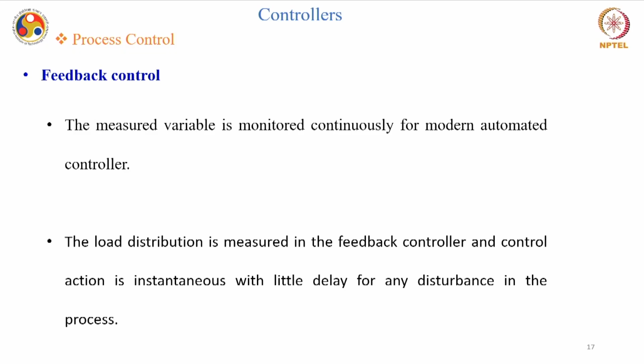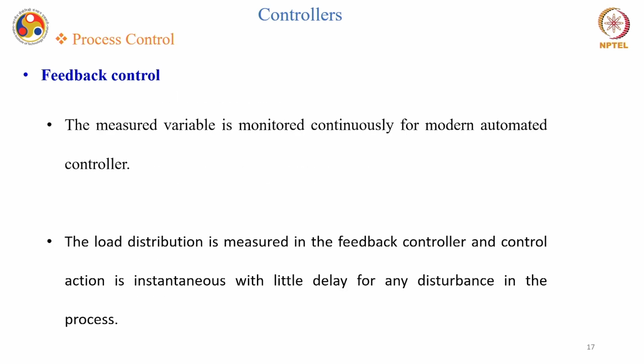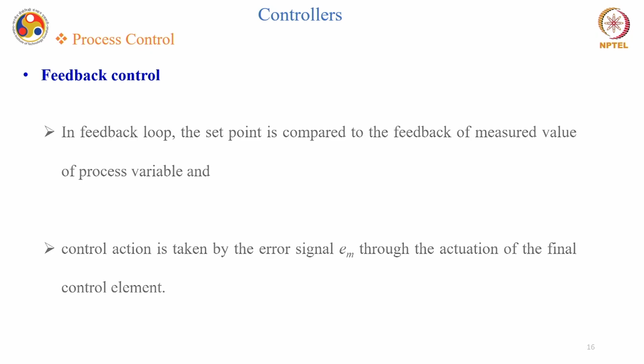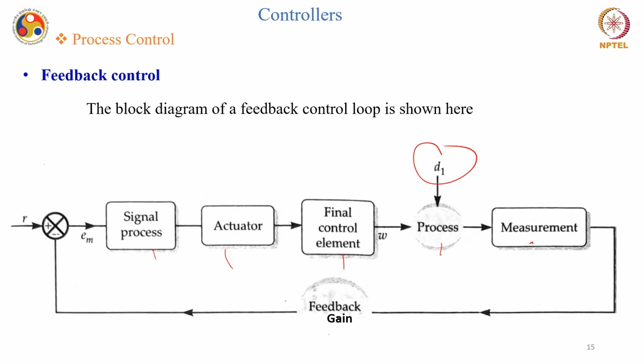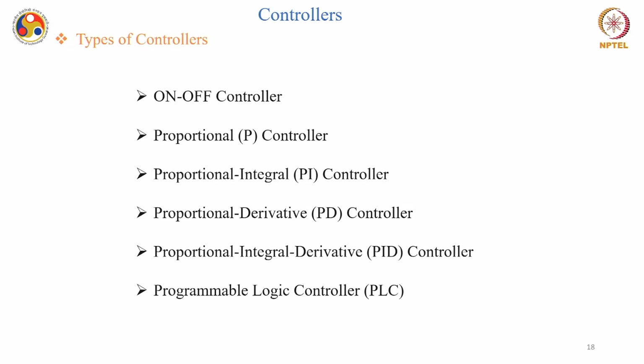The measured variable is monitored continuously for a modern automated controller. The load disturbance is measured in the feedback controller, and control action is instantaneous with little delay for any disturbance in the process. The disturbance is created in the form of D1 that you have seen. Now this is the control loop, but one thing that is inherent to any kind of control system or any control loop that you have just seen is the controller. The controller plays a very important role because it gives you the opportunity to compare the set point with the feedback element, whatever you are feeding back.